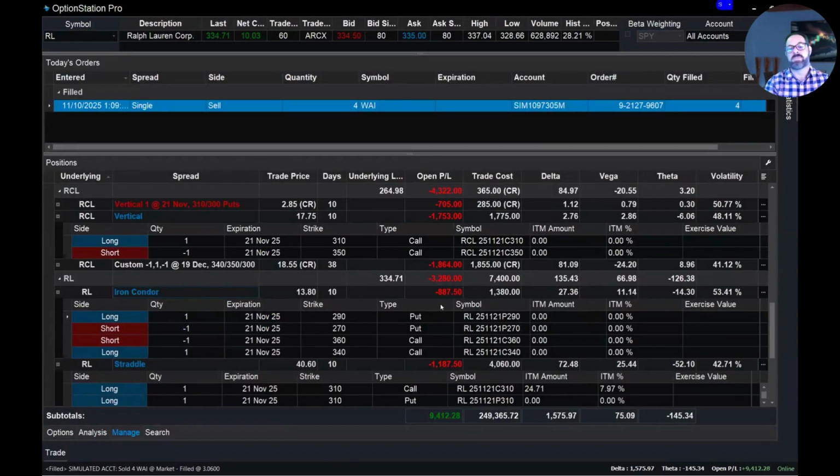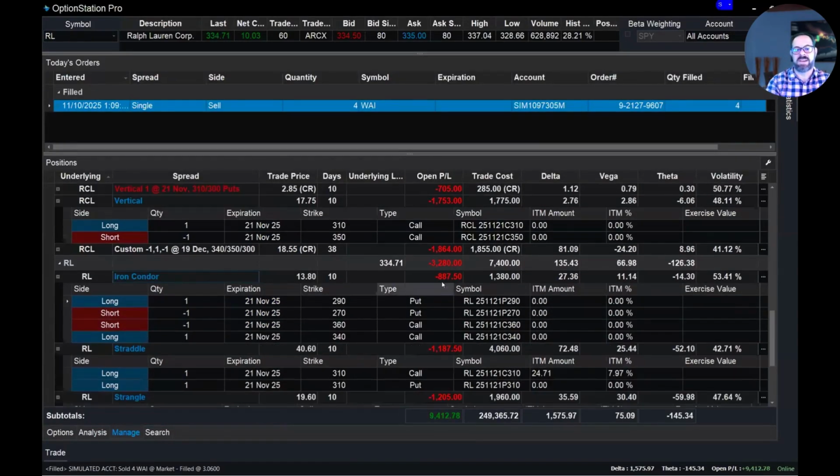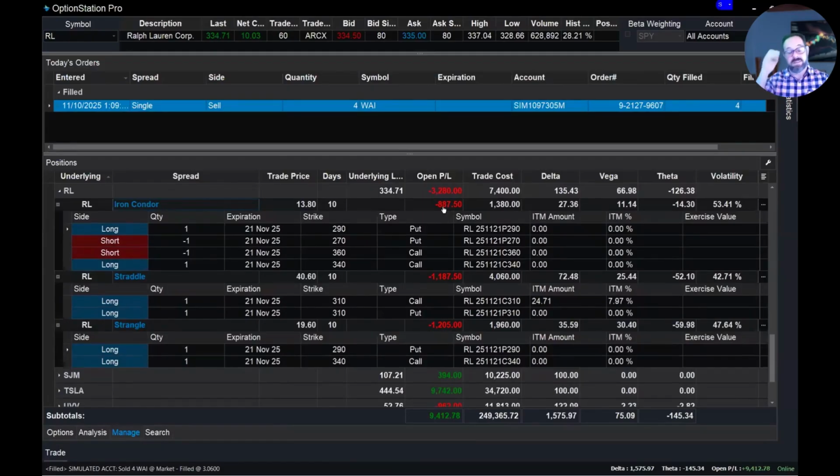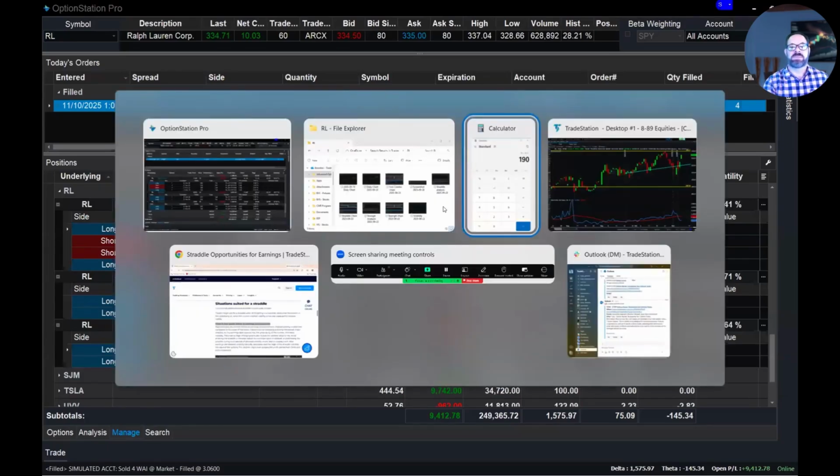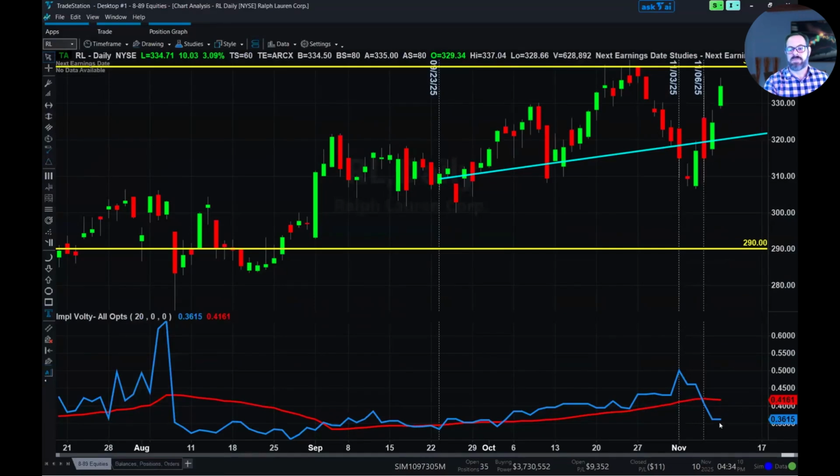Again, the iron condor was profitable. Right now, it's down about 887. The reason why is, again, that volatility was up and I had a good profit in the position. But if you do not exit until after the announcement, look what happened to all that profit of volatility. We went from, again, about 50 to 36 where we are right now. We gave up all of that. And that's why it's actually a negative position.